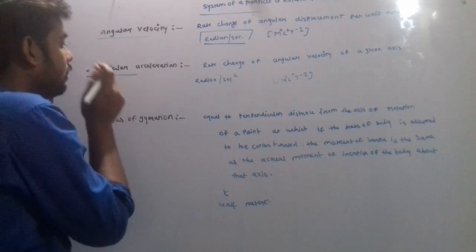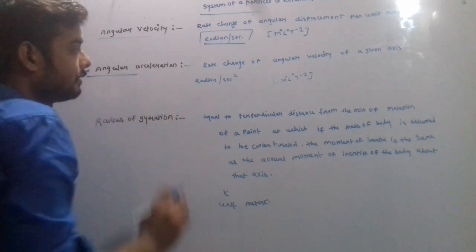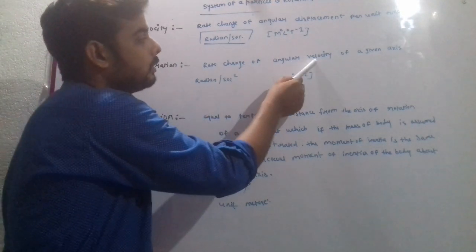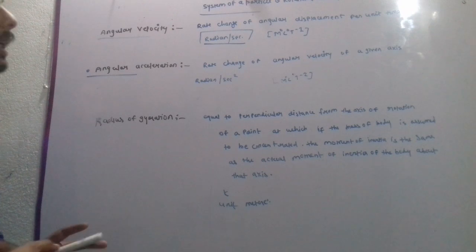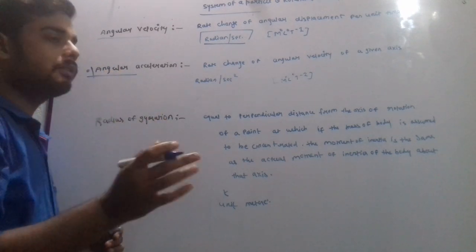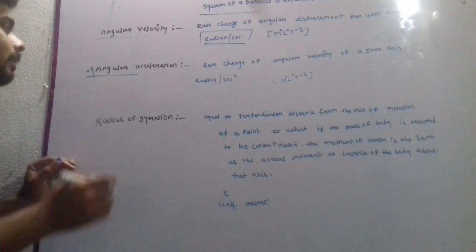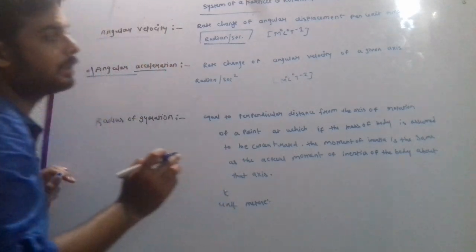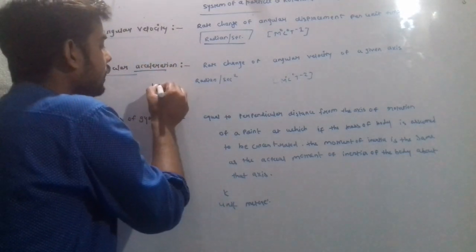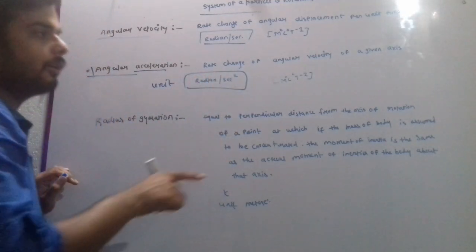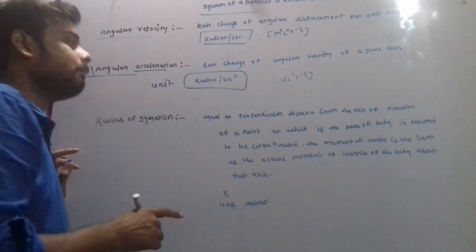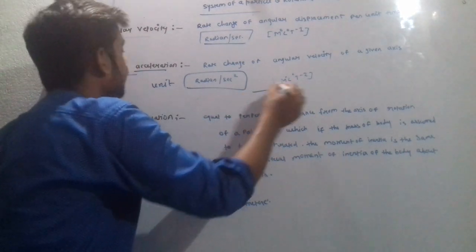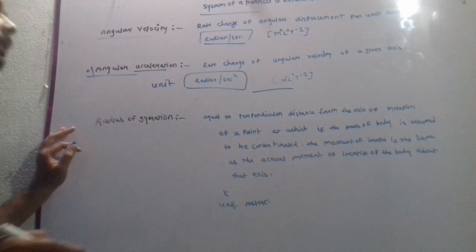Next definition is angular acceleration. What is angular acceleration? The rate of change of angular velocity about a given axis. We have studied acceleration as the rate of change of velocity, and here the same idea is used. Its SI unit is radian per second square, whereas the unit of linear acceleration was meter per second square. The dimensional formula of angular acceleration is M0 L0 T minus 2.